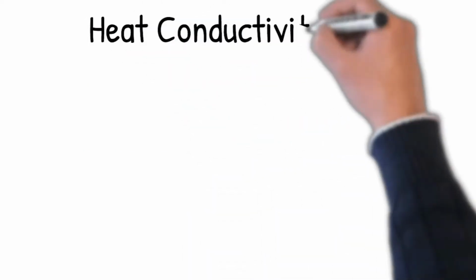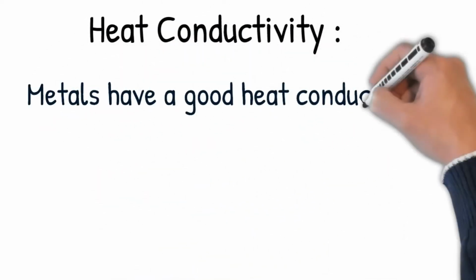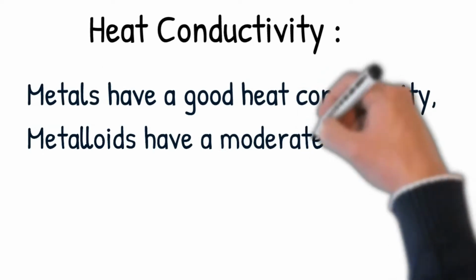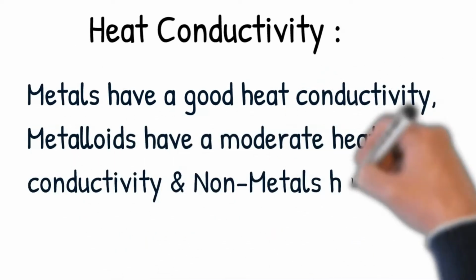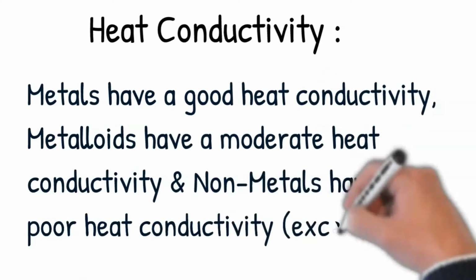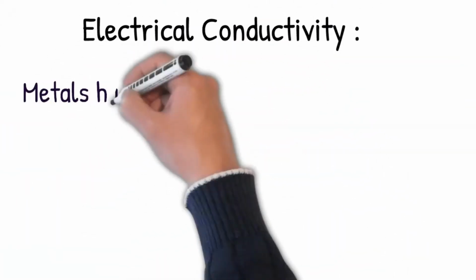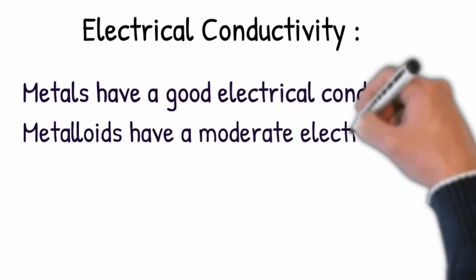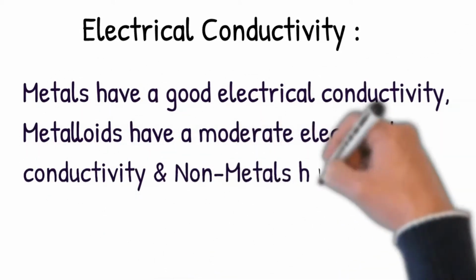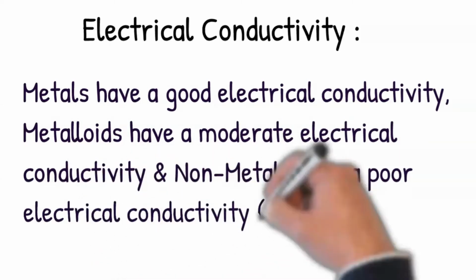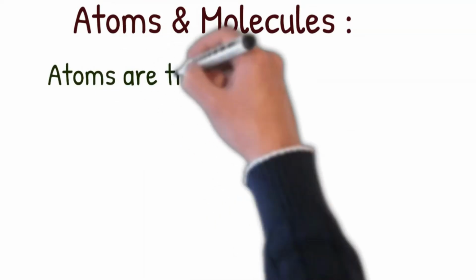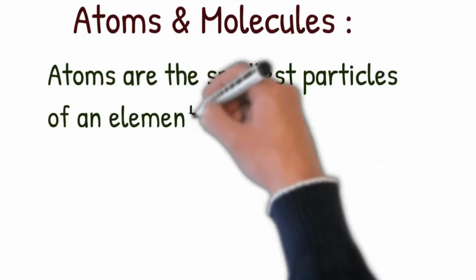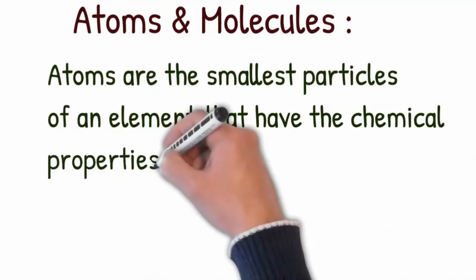Heat conductivity. Metals have a good heat conductivity, metalloids have a moderate heat conductivity, and non-metals have a poor heat conductivity, except carbon. Electrical conductivity. Metals have a good electrical conductivity, metalloids have a moderate electrical conductivity, and non-metals have a poor electrical conductivity, except carbon. Atoms and molecules. Atoms are the smallest particles of an element that have the chemical properties of that element.